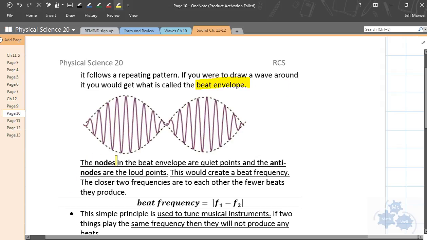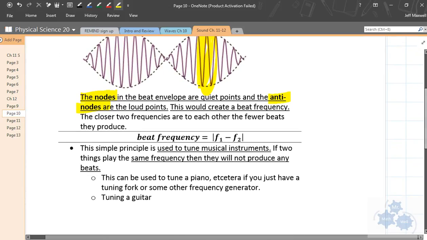The nodes in the beat envelope right here are the quiet points, the quiet parts. The antinodes are the loud spots. So this would be an antinode right here where it's really loud, the opposite of the node. This would create a beat frequency. The closer the two frequencies are to each other, the fewer beats they would produce.